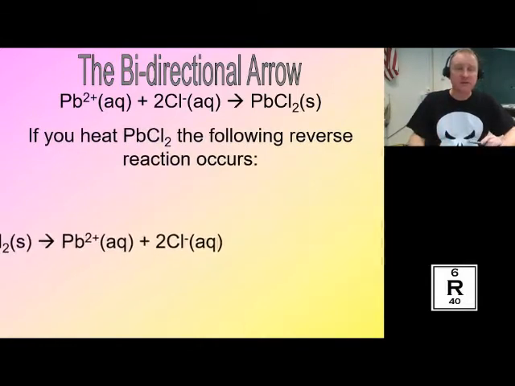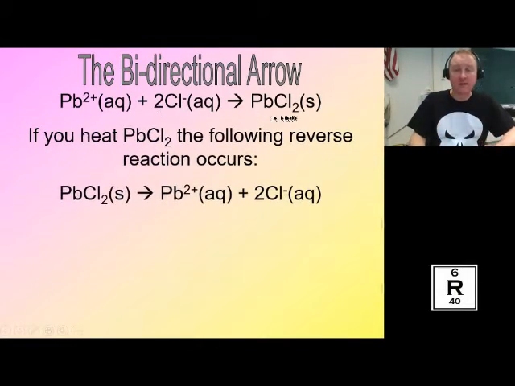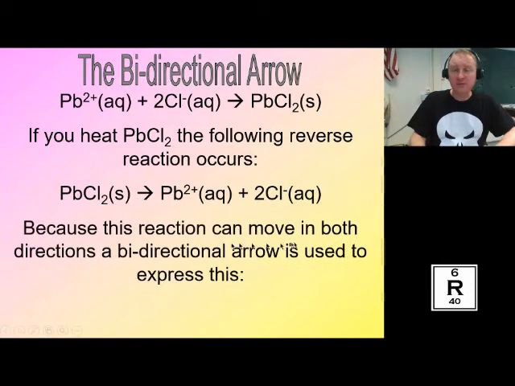But if we take this now solution that's got lead chloride in it, if we heat that, the following reaction happens. So the reverse happens. If we heat this up, the solid lead chloride in the solution will break apart into lead ions and chloride ions. So in other words, this reaction can happen, but the reverse reaction is also possible. Because this reaction can move in both directions, a bidirectional arrow is used to express this.